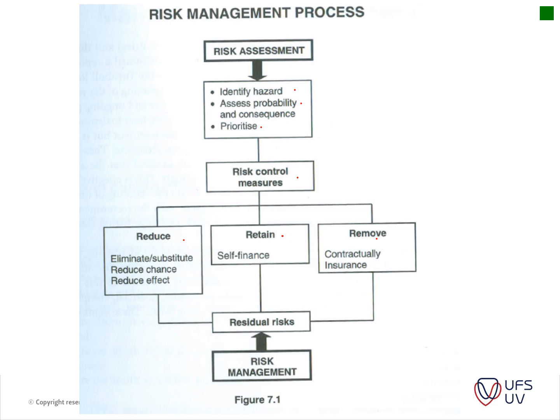By reducing it, you can eliminate or substitute. You can reduce your chances of it happening, and then you can reduce the effect of it. You can retain it, like self-finance. This is now, for instance, for material risks or importation risks, cost fluctuations, etc. And then you've got contractual insurance to remove some of the risks and move it to someone else. And then you have residual risks, which I'll explain a little bit later on. But all of this comes together from risk management.